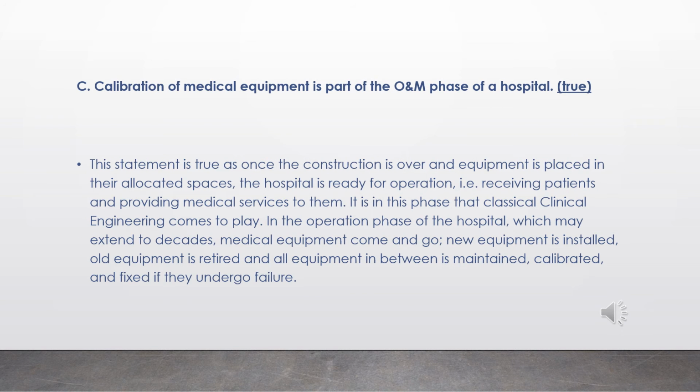C. Calibration of medical equipment is part of the operation and maintenance phase of a hospital. True. This statement is true, as when the construction is over and equipment is placed in the allocated spaces, the hospital is ready for operation, i.e., receiving patients and providing medical services to them. It's in this phase that classical clinical engineering comes into play. In the operation phase of the hospital, which may extend to decades, medical equipment come and go. New equipment is installed, and old equipment is retired, and all equipment in between is maintained, calibrated, and fixed if they undergo any failure.